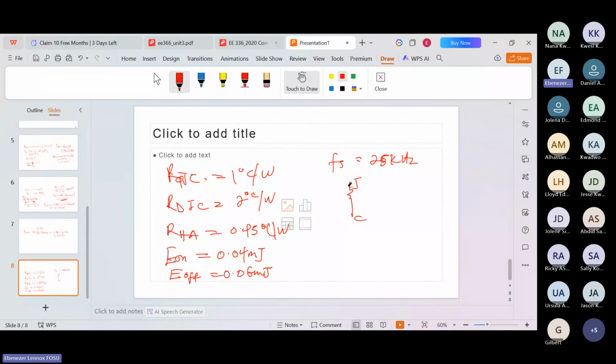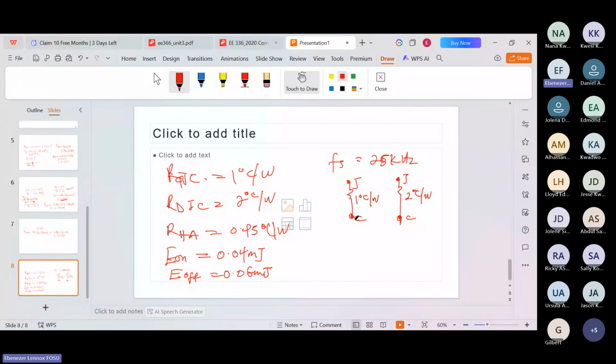I'll do it side by side. The left side is for the IGBT and the right side is for the diode. So we'll have junction to case. This one is 2 degrees Celsius per watt, and this is 1 degree Celsius per watt.